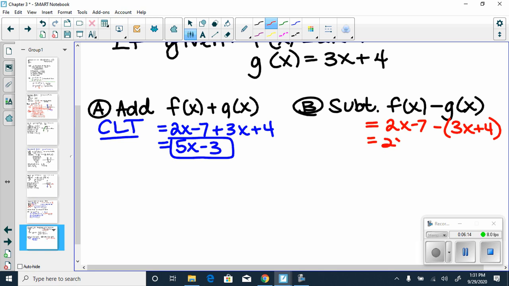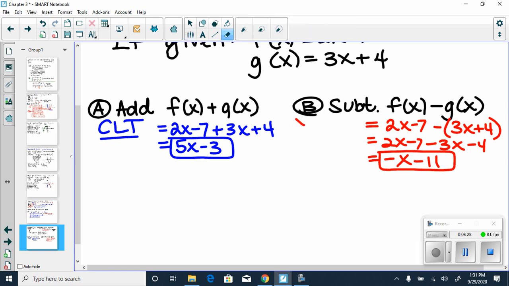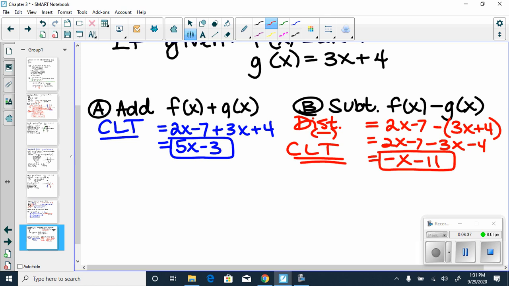So it ends up being 2x minus 7, distribute the negative: negative 3x minus 4. That is probably one of the biggest mistakes here. Now you combine like terms, so it's negative x minus 11 for that one. So don't forget to distribute the negative. Just if I was writing a little bit of notes here: distribute the negative, and then combine like terms. Okay. So that's kind of the idea for that one.